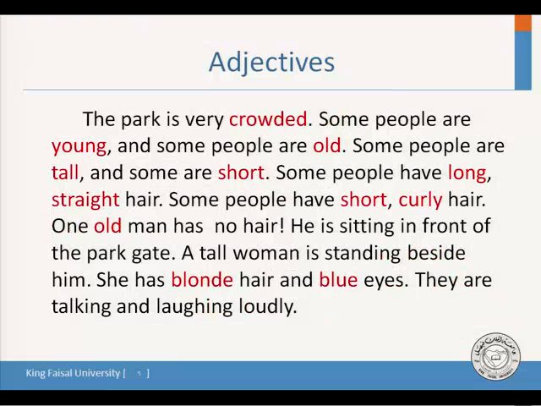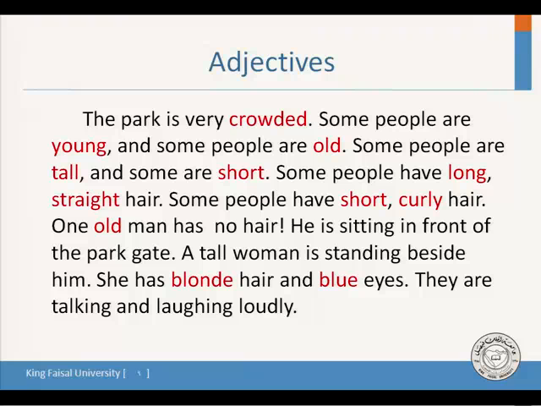Also here, the park is very crowded. Where is the adjective here? Okay, the adjective is crowded. The noun, the park. The park, noun, is, verb, crowded, very crowded. Some people are young. Some people, verb are, adjective. Some people are young and some people are old.